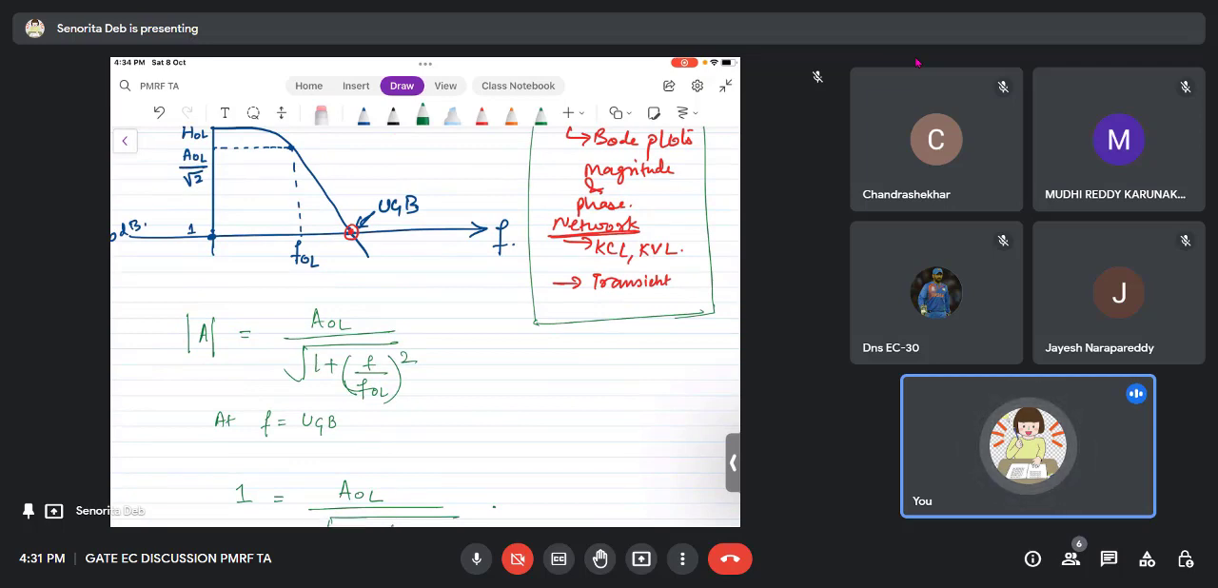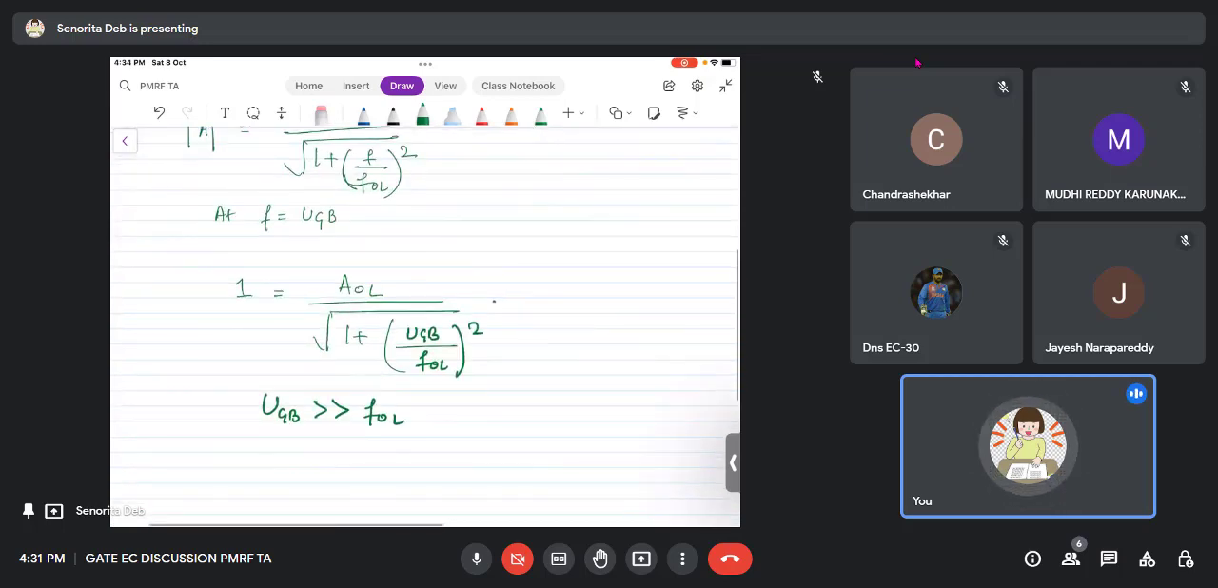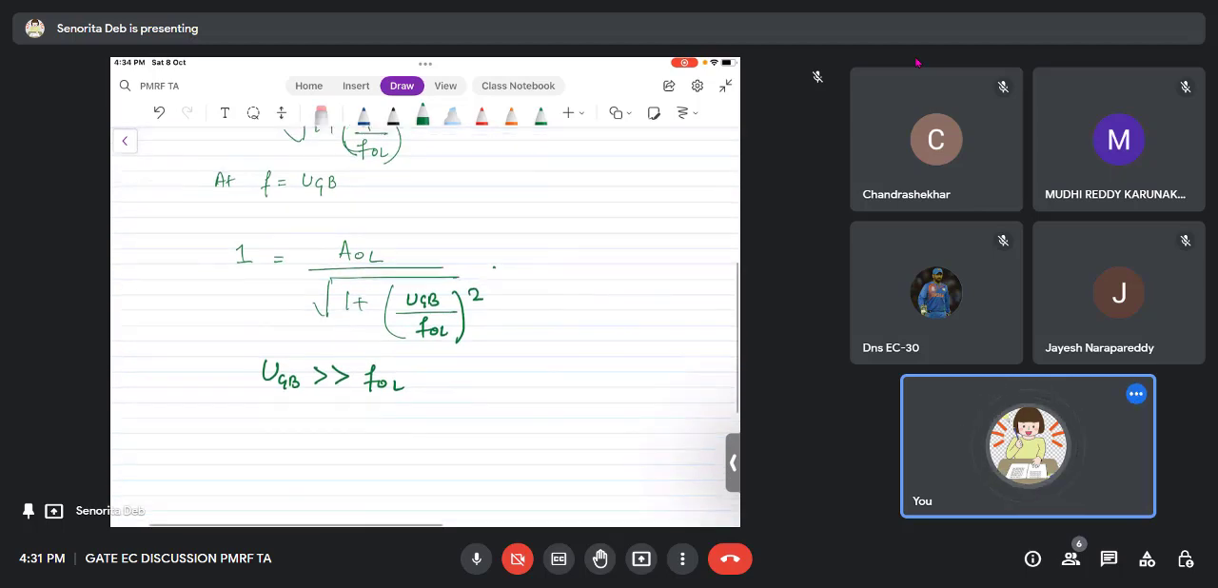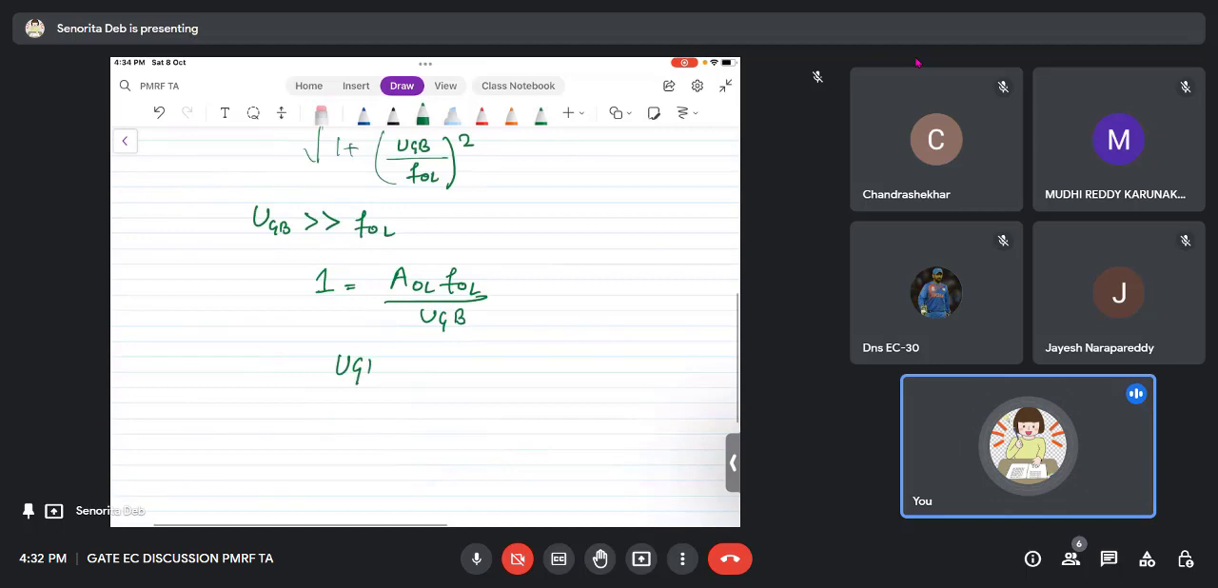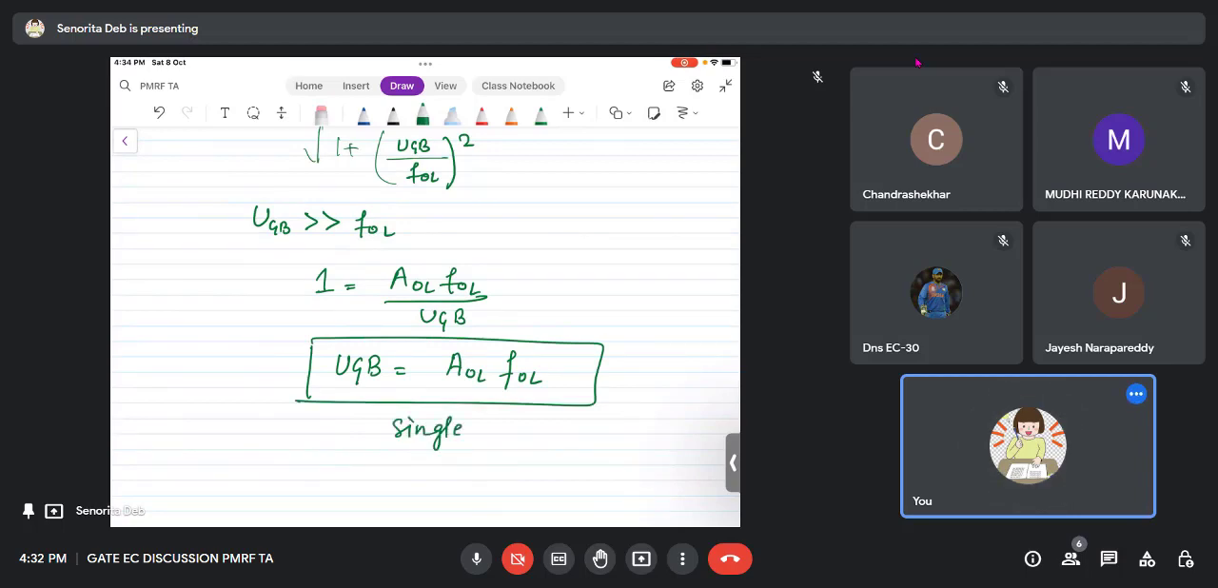Okay, UGB is actually very far, so UGB is usually very much greater than FOL, and in that case you will see that this entire equation that I have written will be approximated as 1 equals AOL FOL by UGB, and therefore unity gain bandwidth is also given as AOL FOL, and this will only happen for a single pole op-amp or a dominant pole op-amp. If there are multiple poles present, then this is not true.